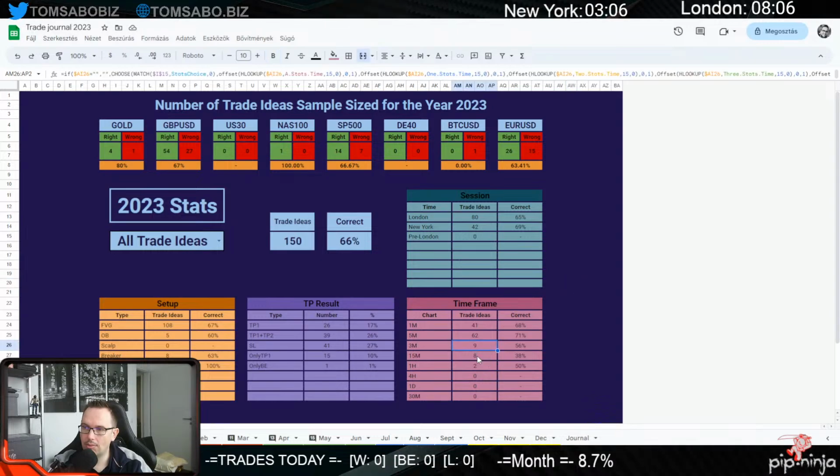And look at this. I had trades on the 3 minute, 15 minutes, even on the 1 hour. Only 2 trades this year. But 41 trades on the 1 minute, 62 trades on the 5 minute. Almost the same. 15 minutes, 3 minutes, not too much success, but again, not too many trades. So the majority of my trades are made on the 1 and 5. As much as it seems like, I would still prefer the 5 minute as a better time frame to enter.